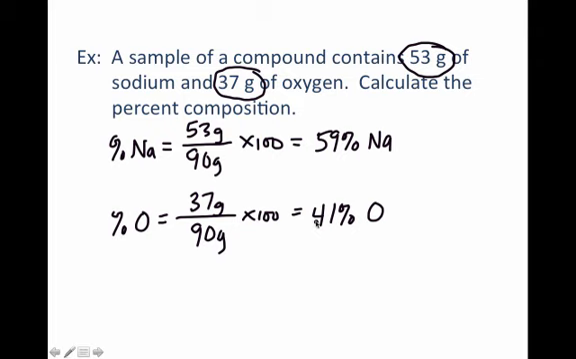So there you've had 3 example problems of percent composition. Remember, you're just taking part over whole for each one. Typically we're going to use the molar masses when they give us the formula. Unless they give you the grams, then you can just use those masses directly.